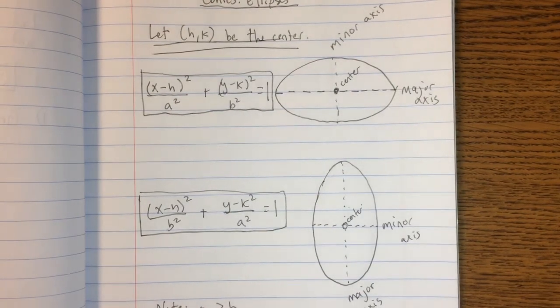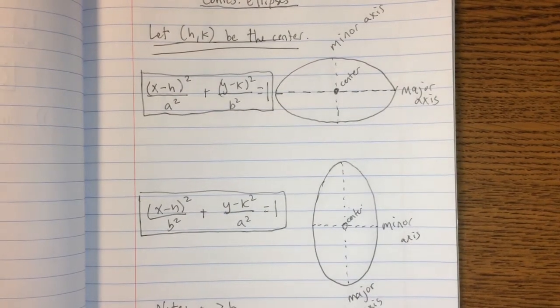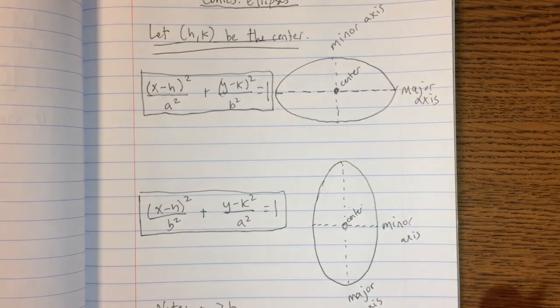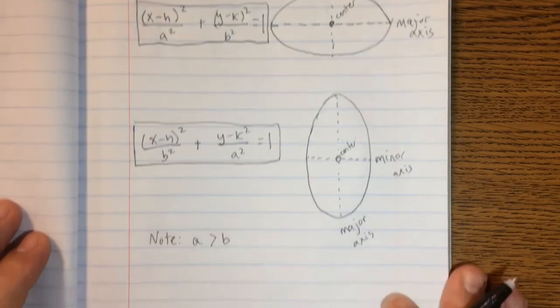Now, A and B mean something very specific in these ellipses, and they're going to tell you basically how wide or how tall the ellipse is. Okay? So I'm going to define these parameters at the bottom here because the definitions for these parameters are going to hold for both of these types of ellipses.